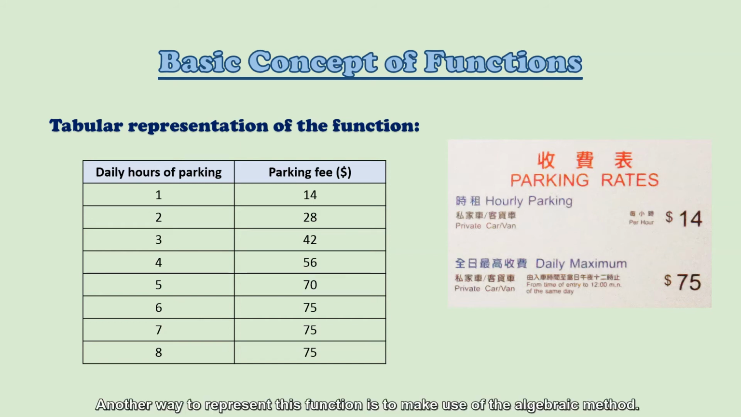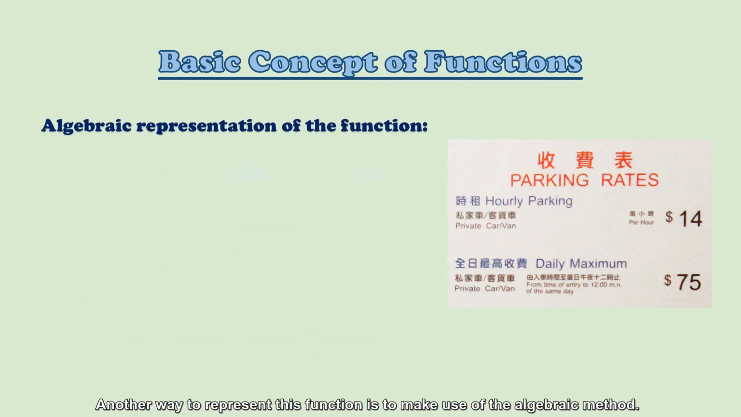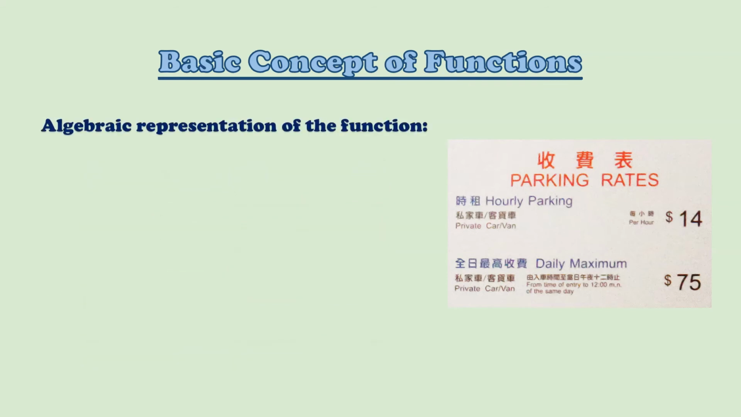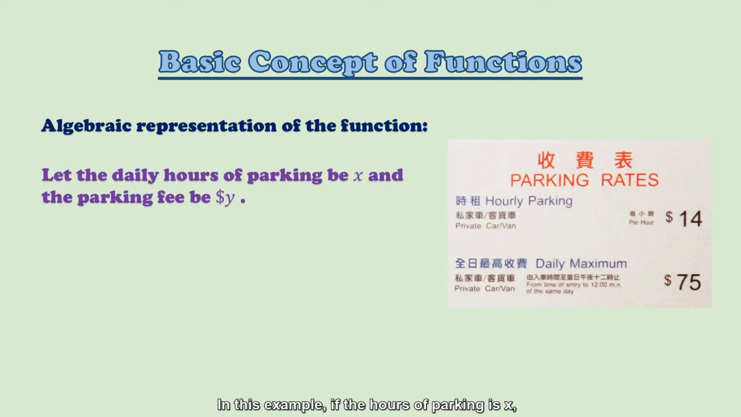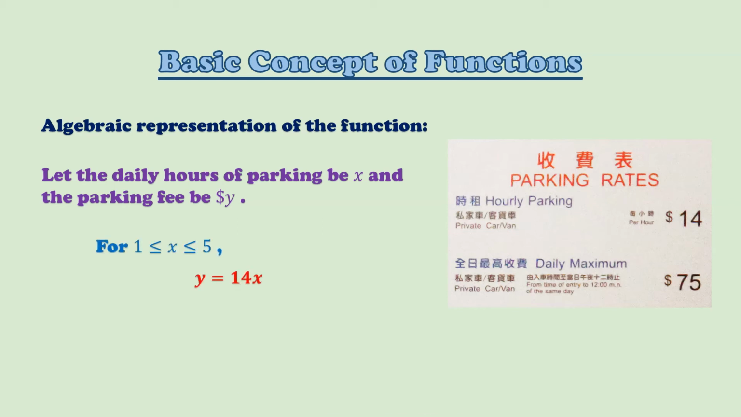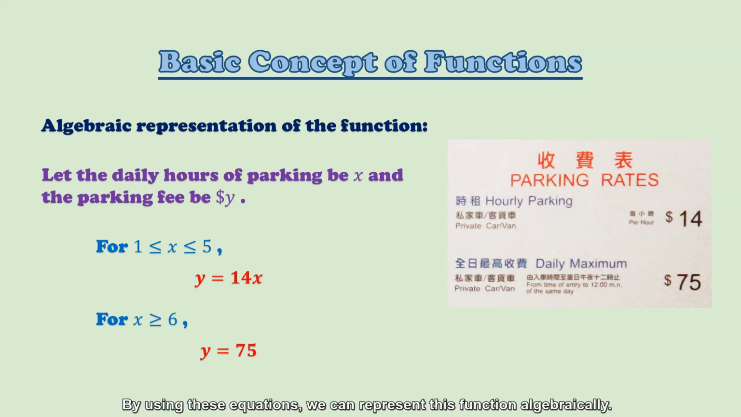Another way to represent this function is to make use of the algebraic method. That means we can use a formula to represent this function. In this example, if the hours of parking is x and the parking fee is $y, then we can say that when x is between 1 to 5, y is equal to 14x. And when x is greater than or equal to 6, y should be equal to 75. By using these equations, we can represent this function algebraically.